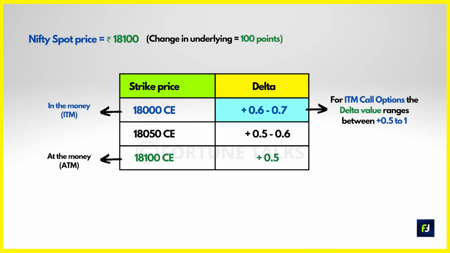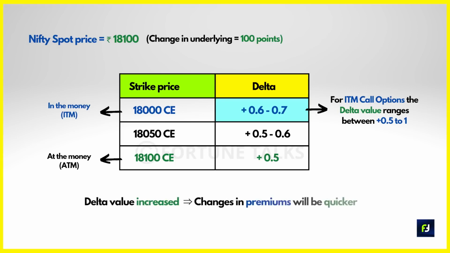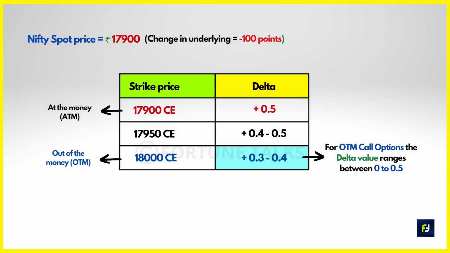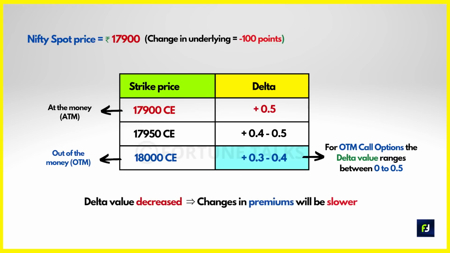Since we know that the delta range of ITM options is between 0.5 and 1, in this scenario, the delta will vary between 0.6 and 0.7, which will in turn mean that the strike price premiums will increase faster than before. Now on the opposite, if the Nifty spot price were to fall 100 points to 17,900, then the 18,000 call option strike, which was at the money before, will now become an out of the money strike. So naturally, the delta value will reduce from 0.5 and it will now range between 0.3 to 0.4, which in turn implies that the option premium will now move slower than before.